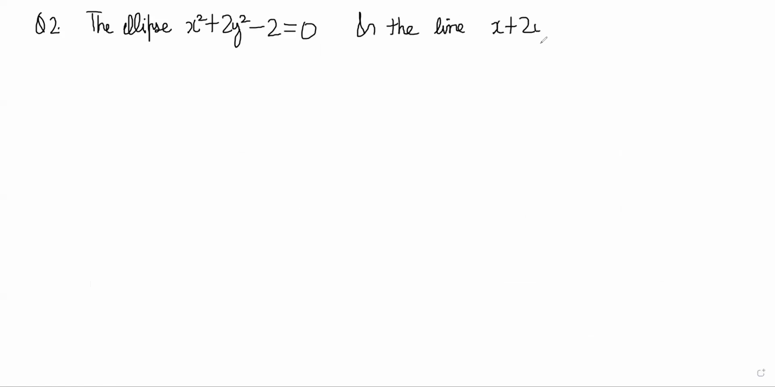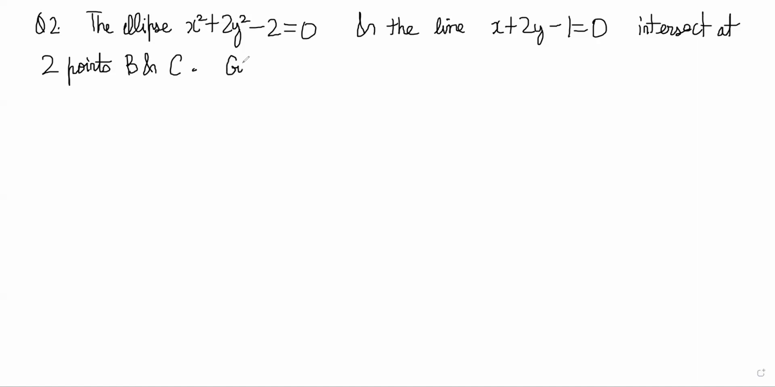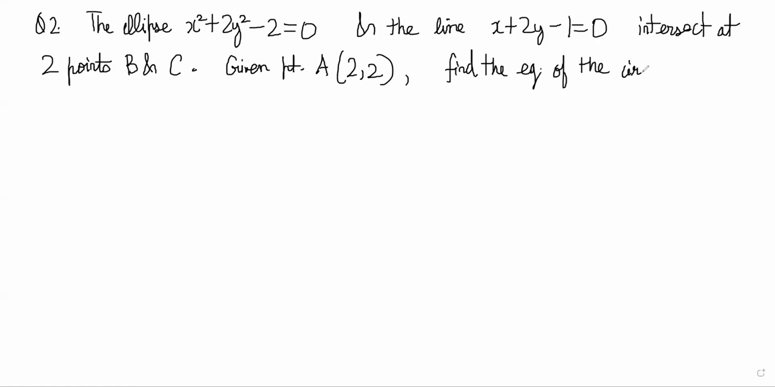another example. We have the ellipse x square plus 2y square minus 2 equal to 0, and the line x plus 2y minus 1 equal to 0 intersect at 2 points B and C. Given point A as (2, 2), find the equation of the circle that passes through the 3 points A, B, and C. So that is our question.